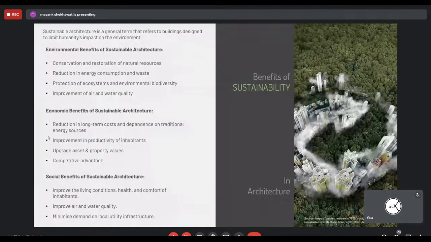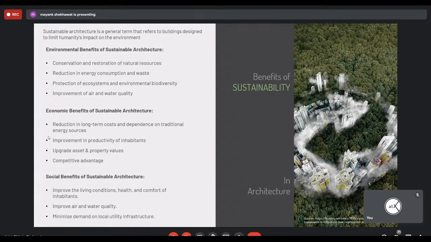And of course, it has benefits. It has environmental benefits such as restoration of natural resources, reduction in energy consumption, and waste generation. This is something that we'll look at later in detail when I discuss my thesis project as well. It helps to protect ecosystems and environmental biodiversity. Economic benefits range from reduction in long-term costs and dependence on traditional energy sources to improved productivity and an upgrade in property values.